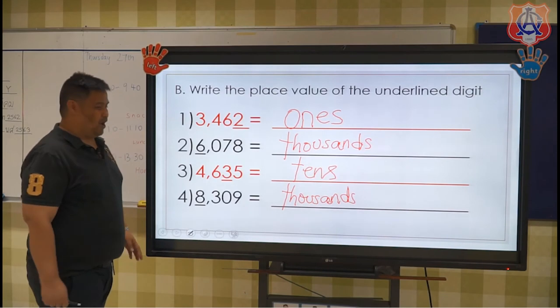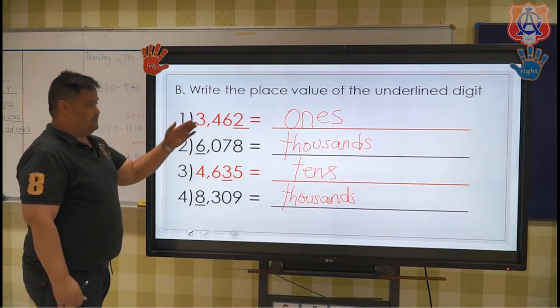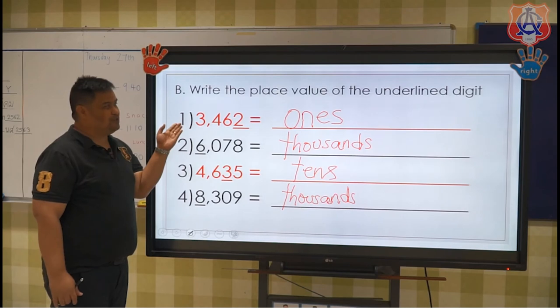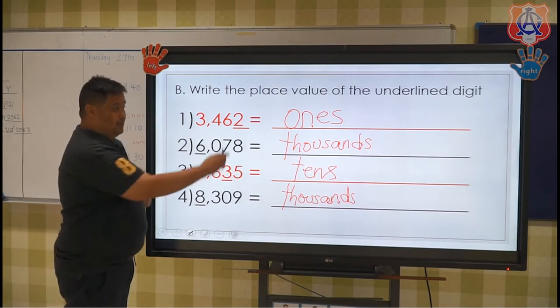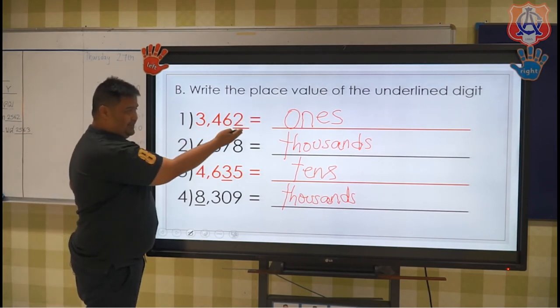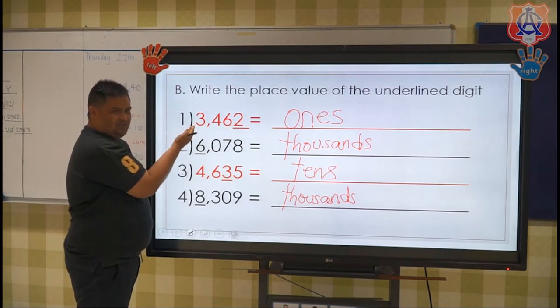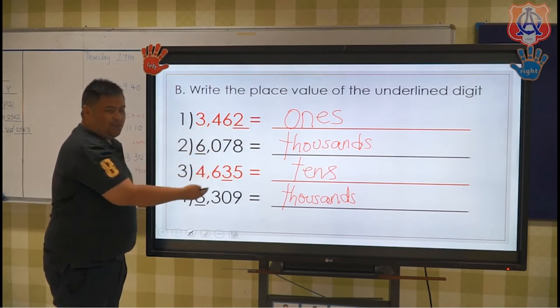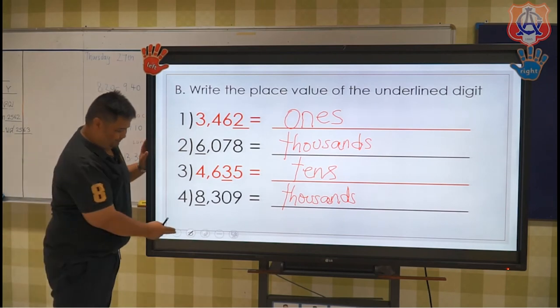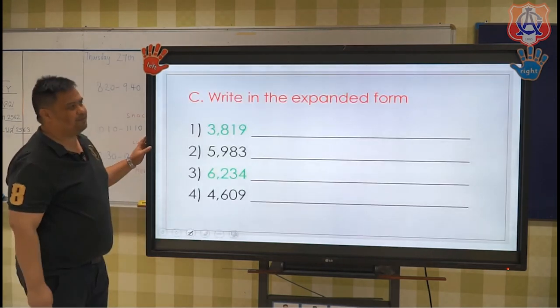Very easy. All you have to do is remember that these digits represent the place value. The farthest right is the ones, then the tens, the hundreds, and the thousands. The same goes for all the numbers in here. Let's move to the next one.